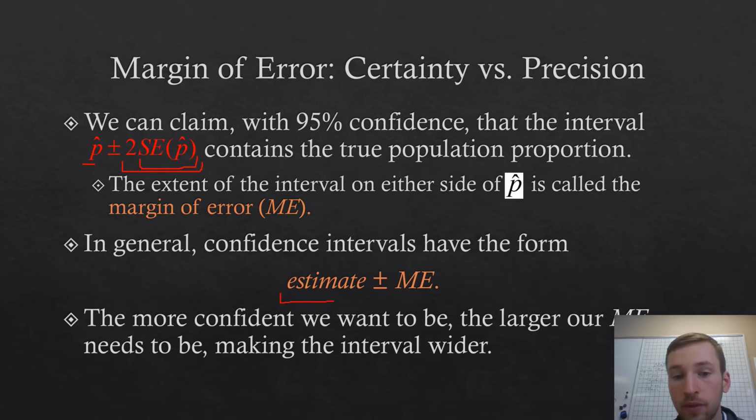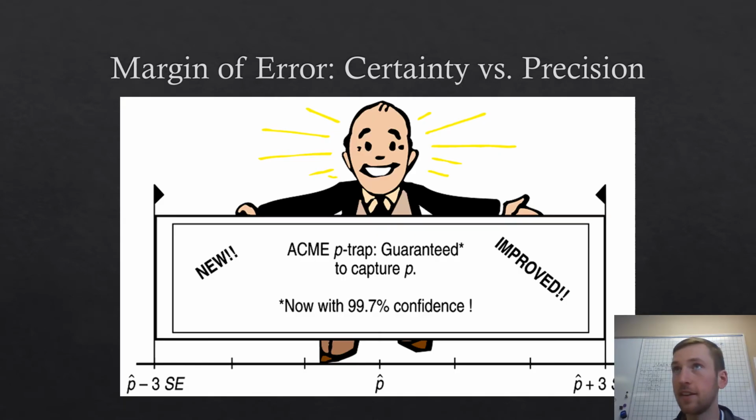So in general, our confidence interval formula will be our point estimate, for our purposes now that's going to be our sample proportion, plus or minus our margin of error, okay? And like I said before, the more confident we want to be, the larger our margin of error needs to be. So expanding that idea to 3 standard deviations, or standard errors for our purposes now, we could say with 99.7% confidence that the true proportion would be within 3 standard errors of our sample proportion.